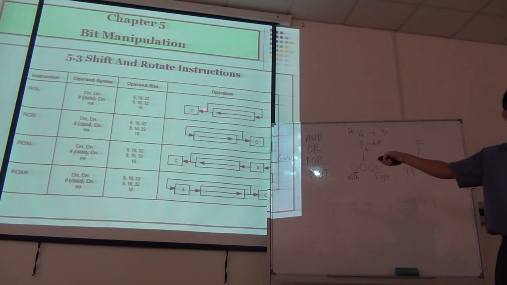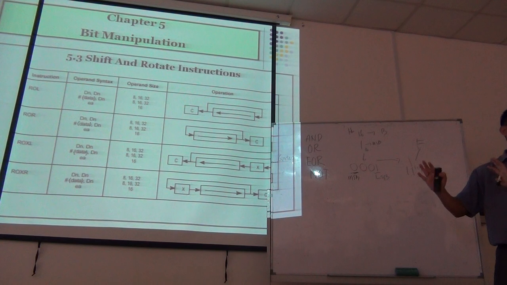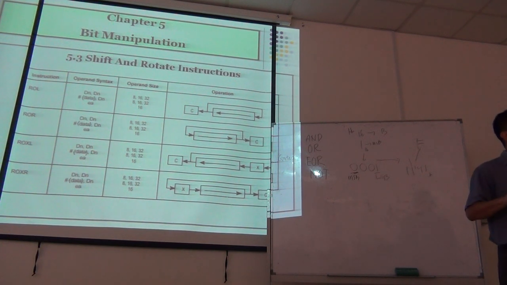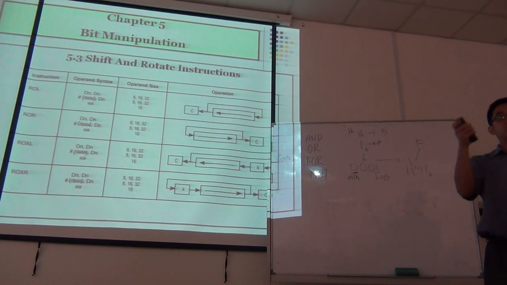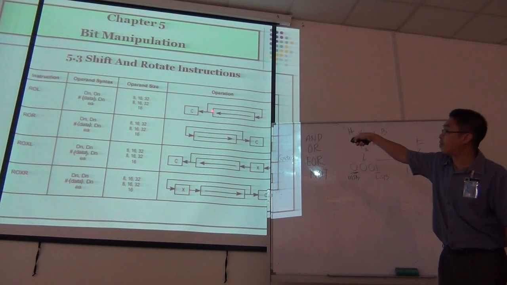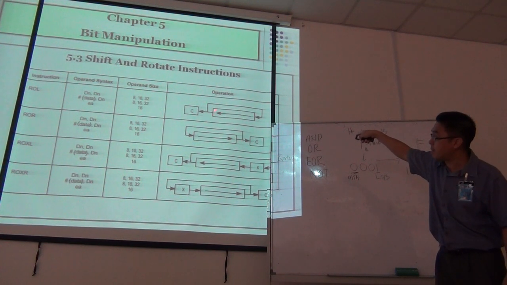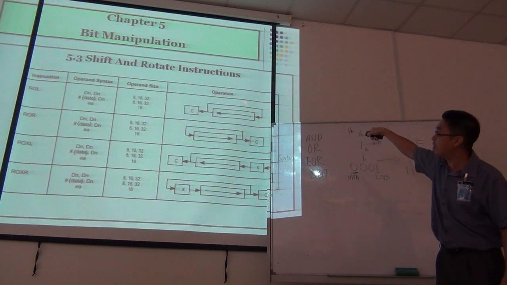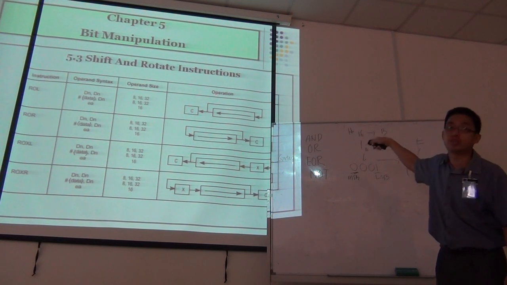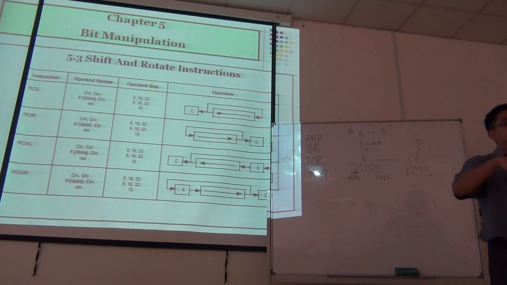Okay, now for rotation. Rotation means that it's rotating. Shift is only shift, here and there. Rotate means you are reusing the value. Example here, rotate left. You can see that from here, rotate left. So the first one here, the MSB, will be copied and the same value will be rotated here and pushed. That's the concept of rotating. Rotate, pushing back. Rotate, pushing back.